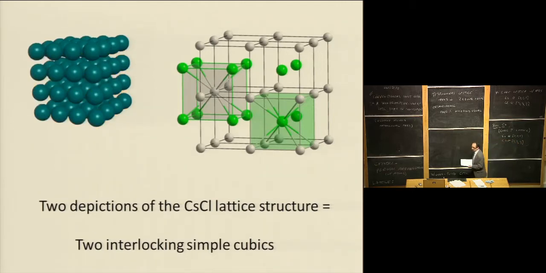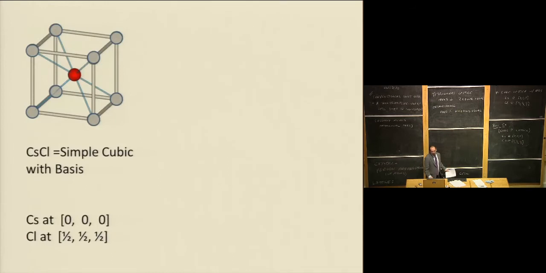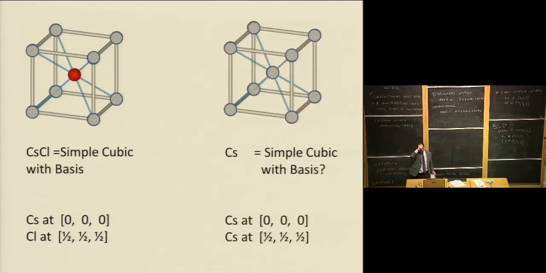Okay? So all we're going to do is take that cesium chloride, get rid of the chlorine in the middle and replace it with another cesium. Okay? So we can think of it as simple cubic with a basis, where the basis is a cesium at 0, 0, 0 and a cesium at 1/2, 1/2, 1/2.